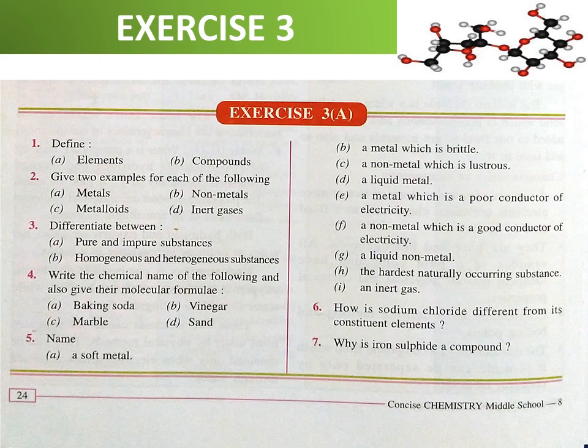A non-metal which is a good conductor of electricity, I'm forgetting that one, no, good conductor of electricity, a non-metal, that's graphite, yes, graphite. The next, a liquid non-metal, bromine. The hardest naturally occurring substance, diamond. An inert gas, helium or argon or neon or krypton, xenon, whichever you feel like.